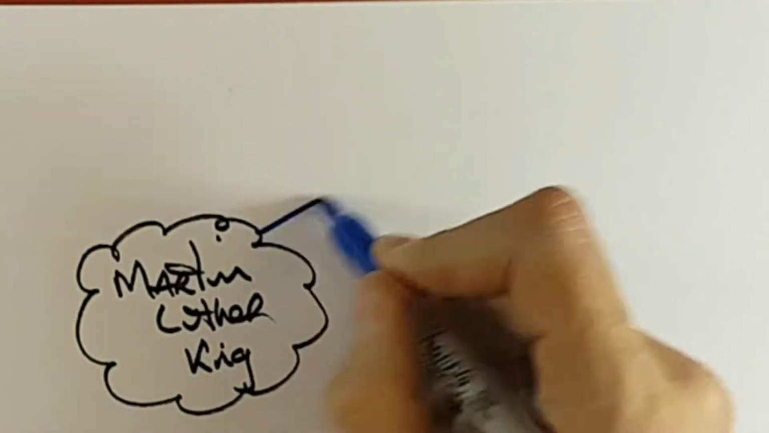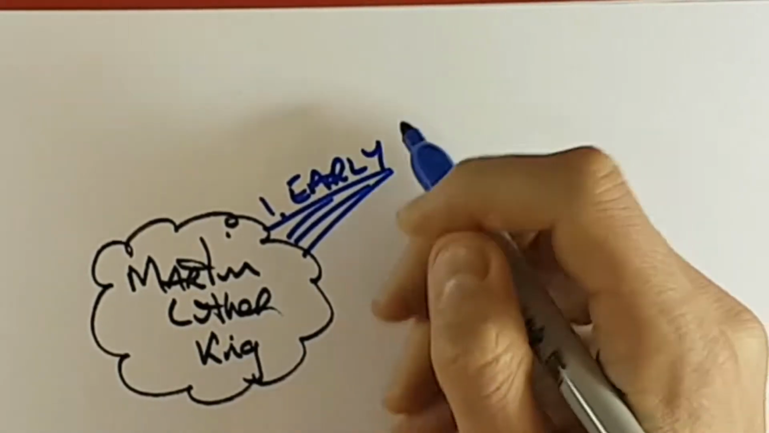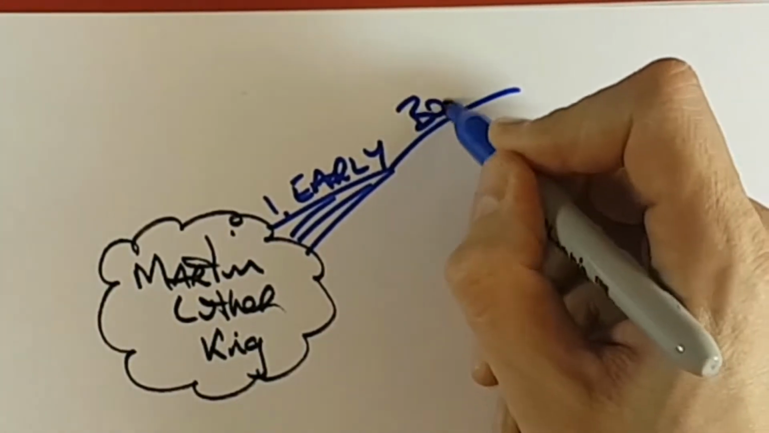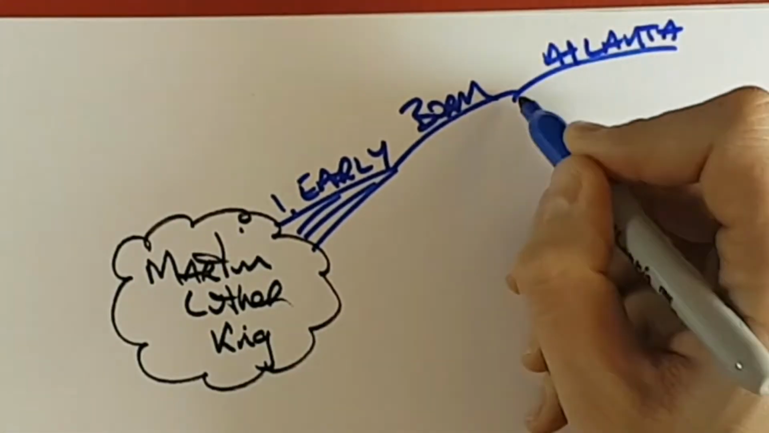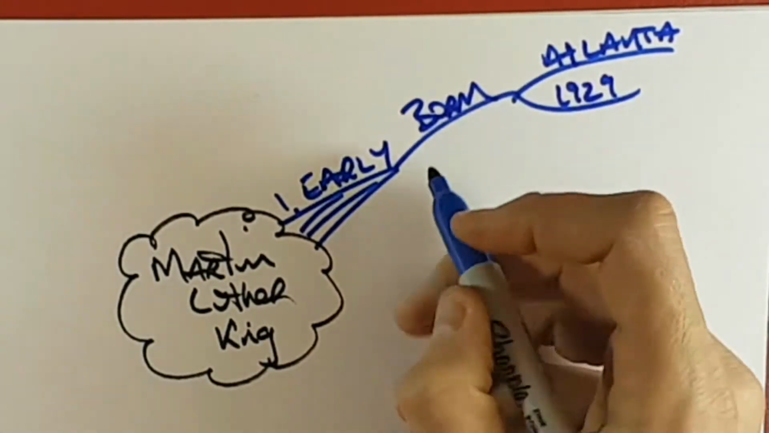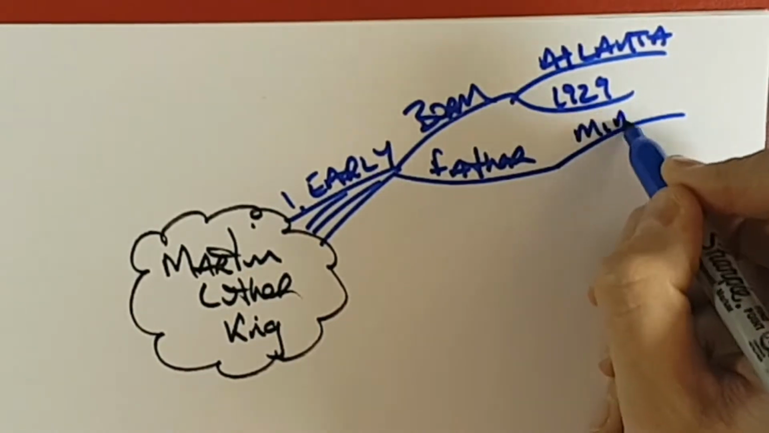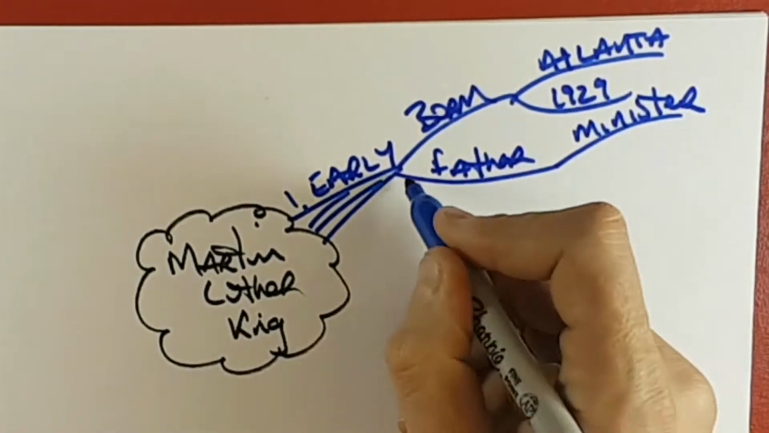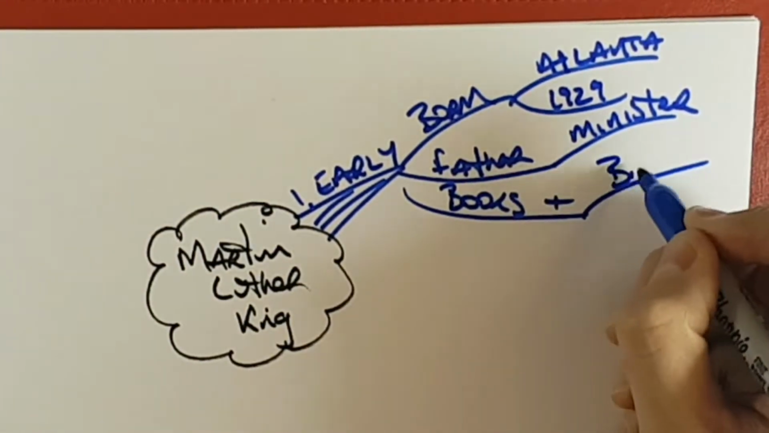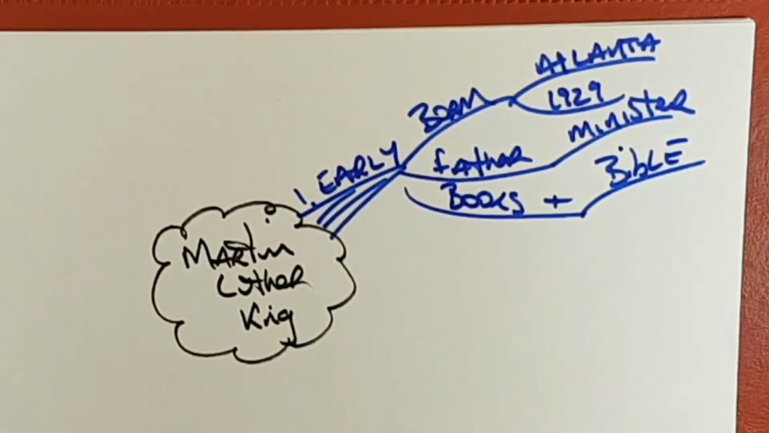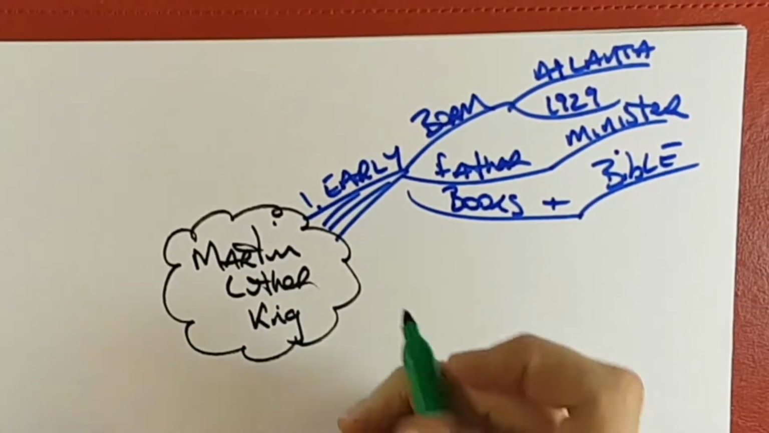Then I go to 1 o'clock, just like a clock, and I take the first heading, which of course is early years. We know that he was born, so watch this, in Atlanta in 1929. Very quick, very easy. We know his father was a minister, and we also know that Martin Luther King was very much influenced in his early years by the books and the Bible. So again, very quick, very easy. That's the first heading done, 7 keywords. We move on to the second one.